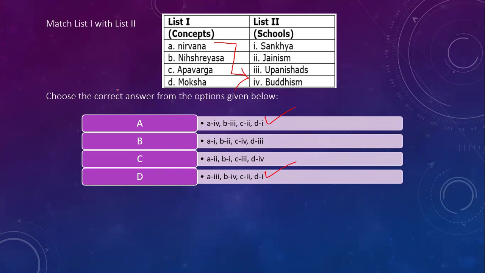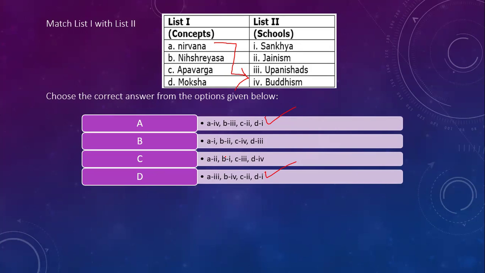Which means that universal, don't aspire to anything, like, let go of everything, nothing is needed. So Nirvana is Buddhism.